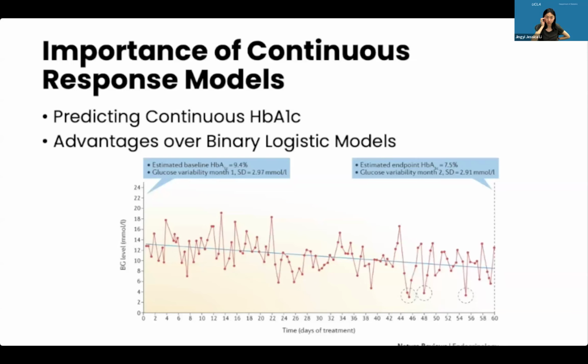In this figure, we're looking at a downward trend in blood levels of glucose, and levels of HbA1c decrease from 9.4% at baseline to 7.5% at the end of the observation period. However, glucose variability remained relatively unchanged from the first to the second month of observation, which results in 3 hypoglycemic episodes. They were registered by self-monitoring blood glucose at days 45, 48, and 55 in this figure, showing condition of the patient.